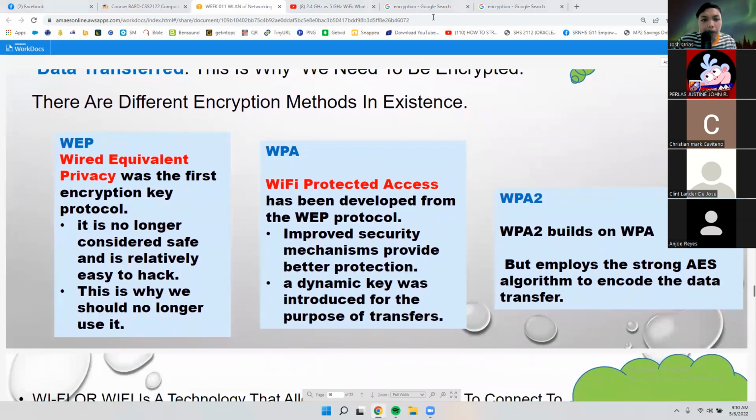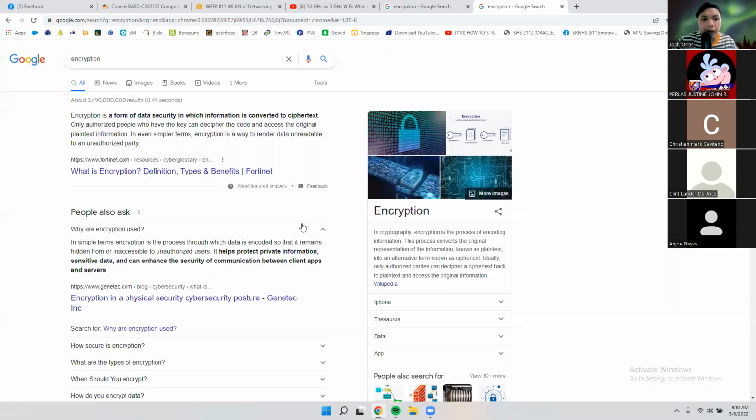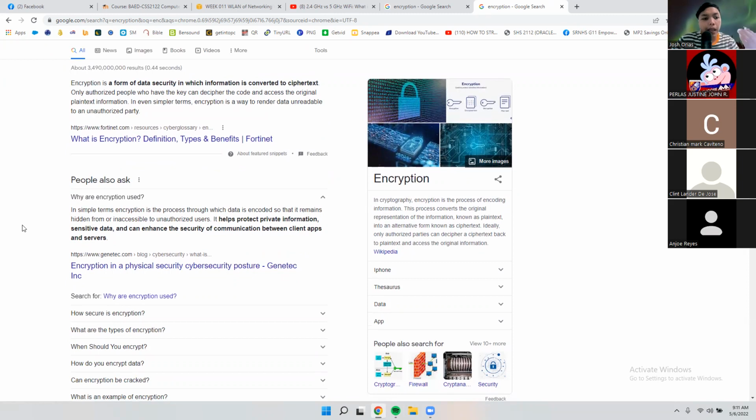So to define encryption, okay, encryption is a form of data security. Sakali, pag-uusapan yan, no? About sa data, data mining, sa blockchain yan. So it is a form of data security in which information is converted to ciphertext. Okay? So from plain text, mako-convert siya sa letters and numbers. Okay? So only authorized people will have the key to decrypt the code and access the original plain text information. So ano po ba ang ginagawa ng encryption?